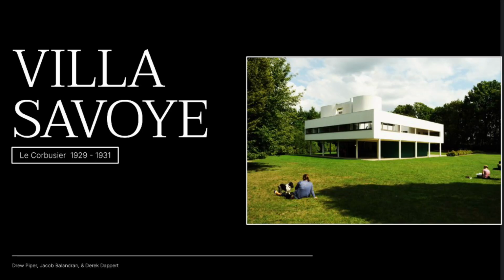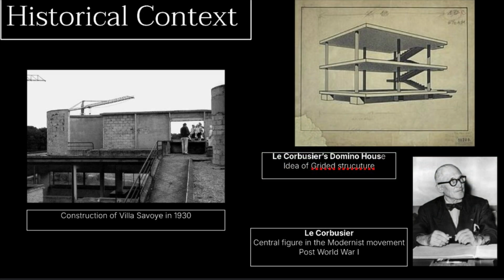Villa Savoye by Le Corbusier, 1929 to 1931. Villa Savoye, designed by Le Corbusier between 1928 and 1931, represents a major turning point in architectural history.